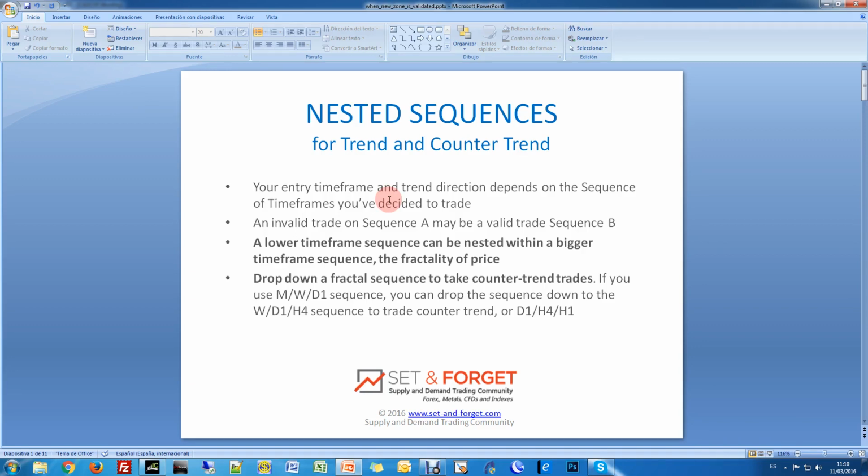So we need some scenarios. Compression to the left, bullish engulfing patterns. We are taking counter trend longs. We are looking for at least the weekly out of alignment if we are using the monthly, weekly, daily sequence, and all that. We'll go through that. So we can drop down a fractal sequence to take counter trend trades. We can use a monthly, weekly, daily sequence, and you can drop the sequence down to the weekly, daily, 4-hour sequence to take counter trend, or even lower.